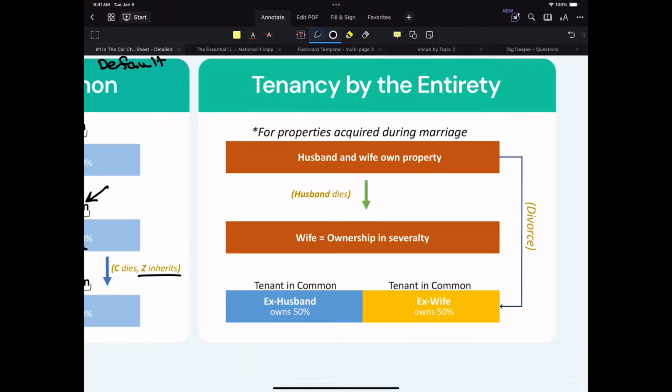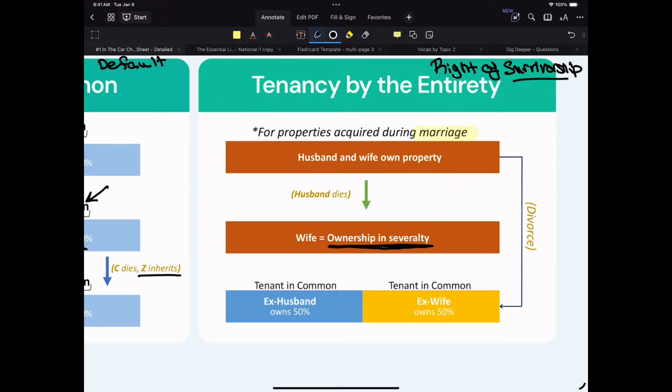In states that practice tenants by the entirety, you have to be married in order to get this. And the whole point to tenants by the entirety is that you get the right of survivorship. What does that mean? It means, if you buy the property while you're married, and then one of the people dies, then the other person becomes a sole owner.